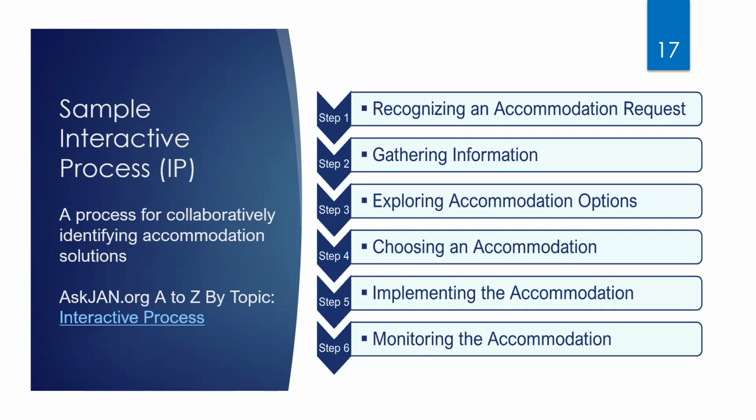Every accommodation process is unique, but many follow steps like acting when an accommodation request is recognized, then next gathering information to better understand the accommodation need, and then, of course, collaboratively exploring accommodations. The employer then chooses those accommodations and implements them. And then the final step is monitoring accommodations for effectiveness.